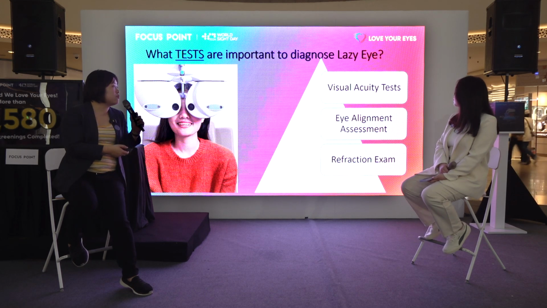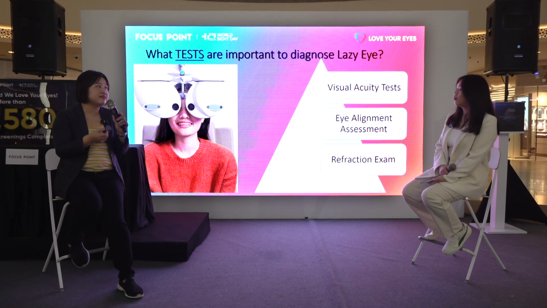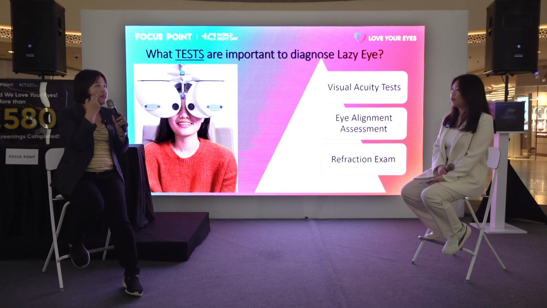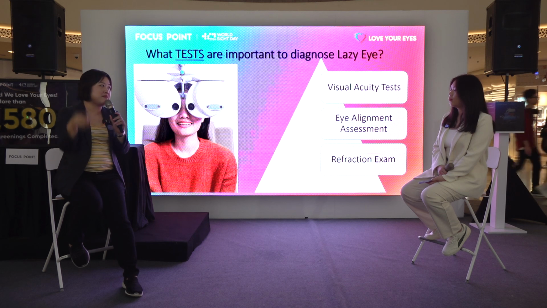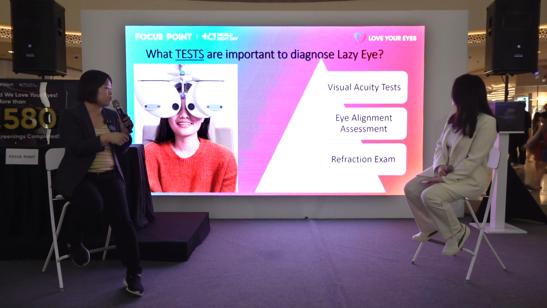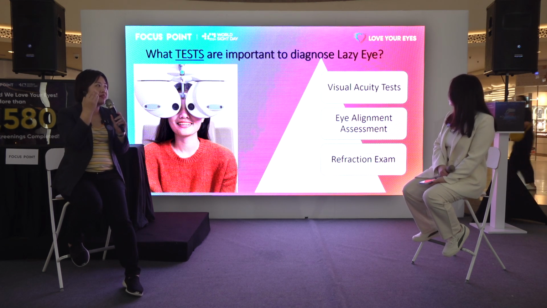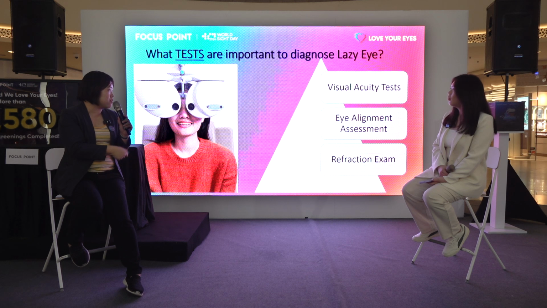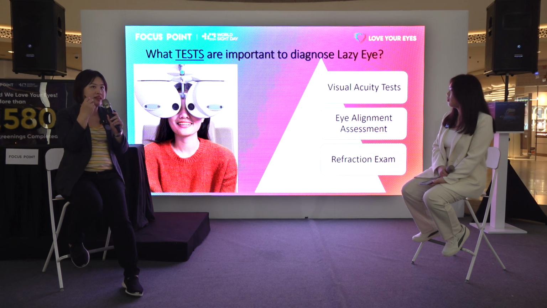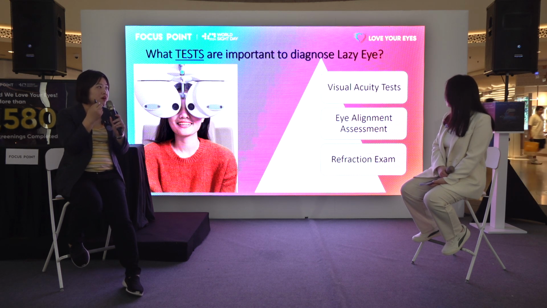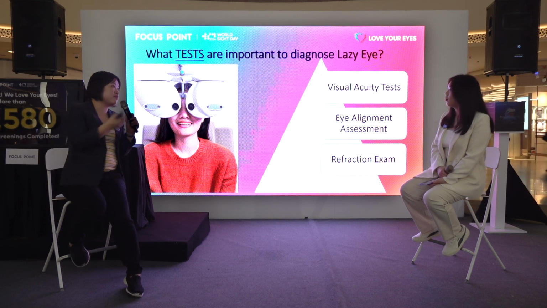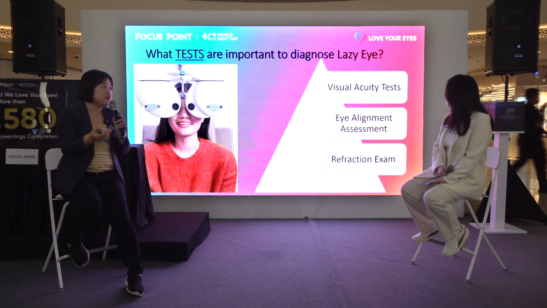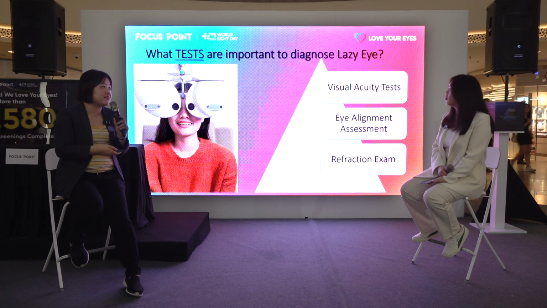So how do you diagnose lazy eye? The simplest test is to measure your visual acuity, your vision. We read ABC, cover one eye, read ABC, cover the other eye, read ABC. Then we do an eye alignment test. We test whether the eye is straight, and we do a refraction. The last one is to actually test whether we have power or not. So we are able to know, with full power, are we able to see optimal vision? So that will actually tell us whether we have lazy eye or not.